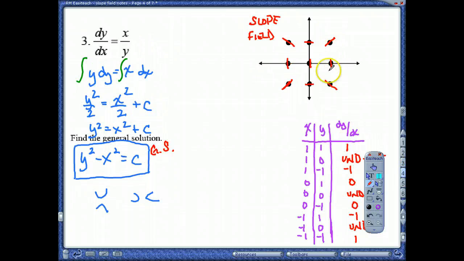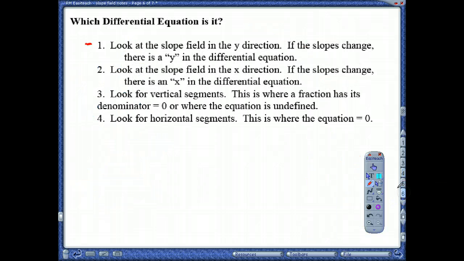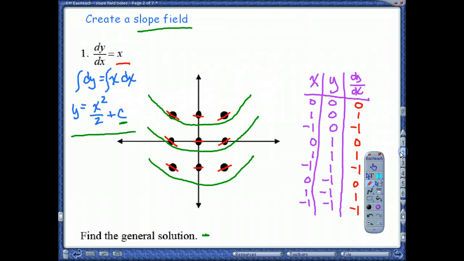This last one, once again, you're looking in the y direction. There is a change in those slopes, so that means you have to have a y in your differential equation. Then you're going to do the same thing in the x direction. So you're going to look left and right. If there are slope changes, then there's an x in the differential equation.